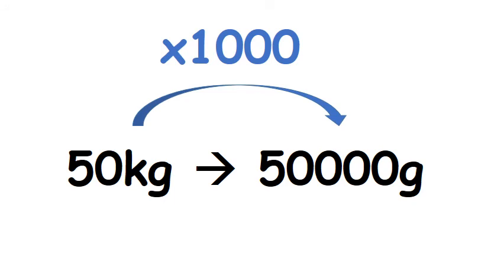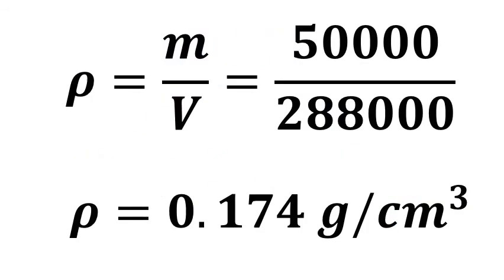Now, the question didn't specify what to use, whether it is grams and centimeters cubed or kilograms and meters cubed. In this case, I'm going to stick to grams and centimeters cubed. It was easier to work the volume like that, but that would also mean that we have to convert the mass from kilograms to grams. Remember, kilograms to grams we multiply by 1000, so we convert the mass into grams, and then we use our formula density equals mass over volume and work it out, and you should get 0.174 grams per centimeter cubed.